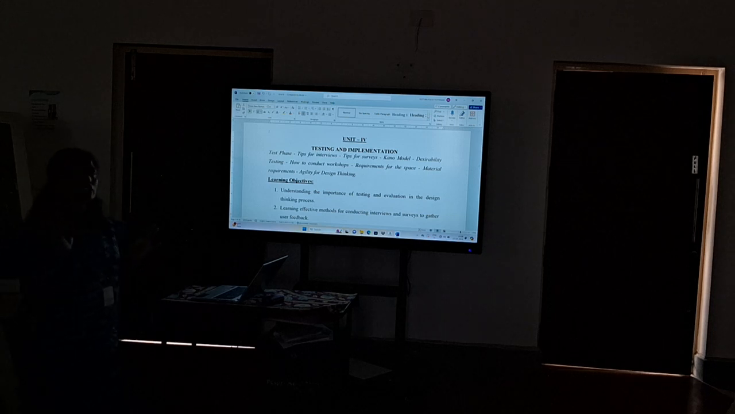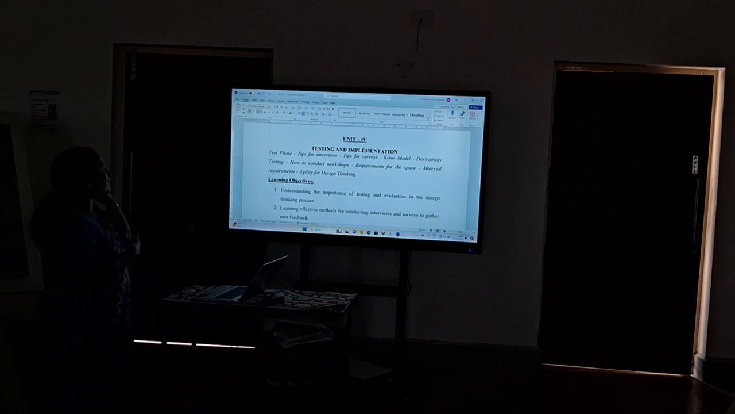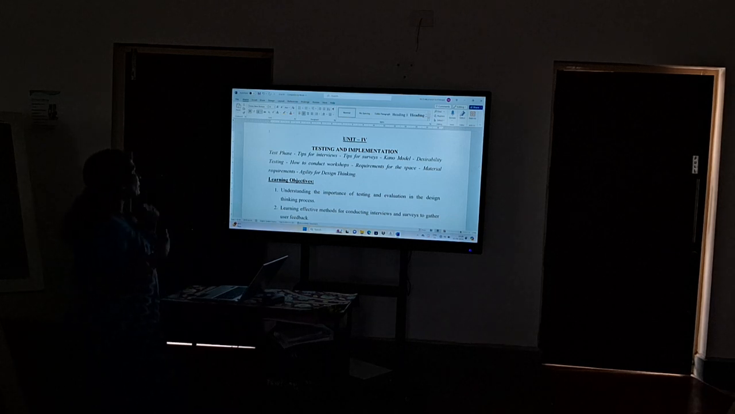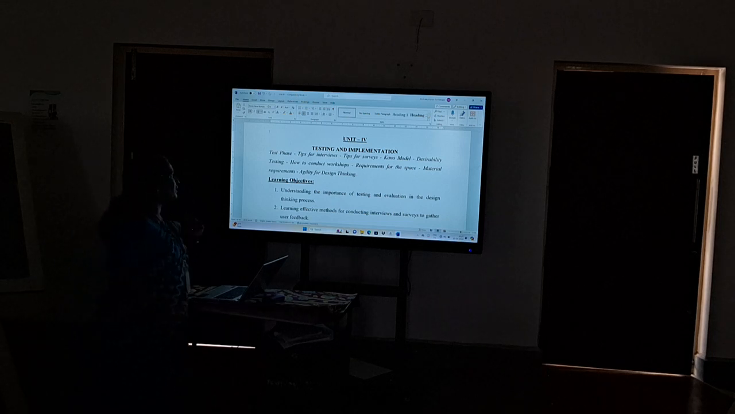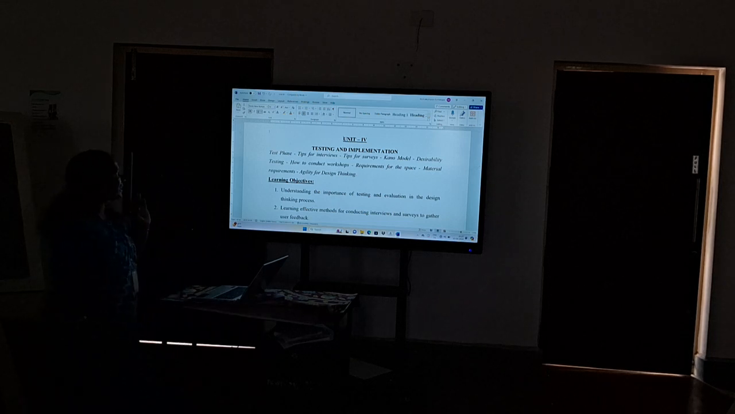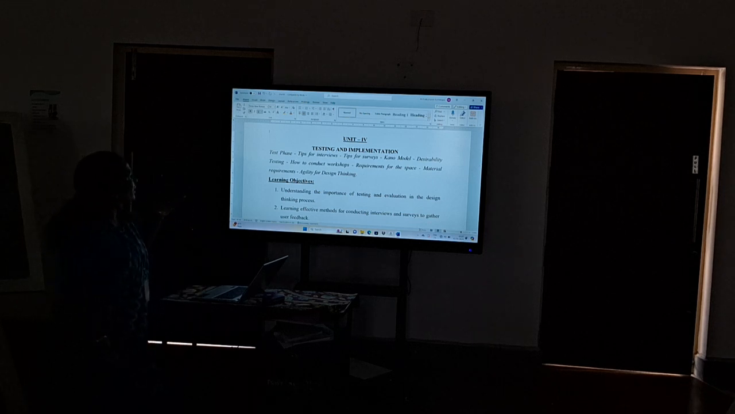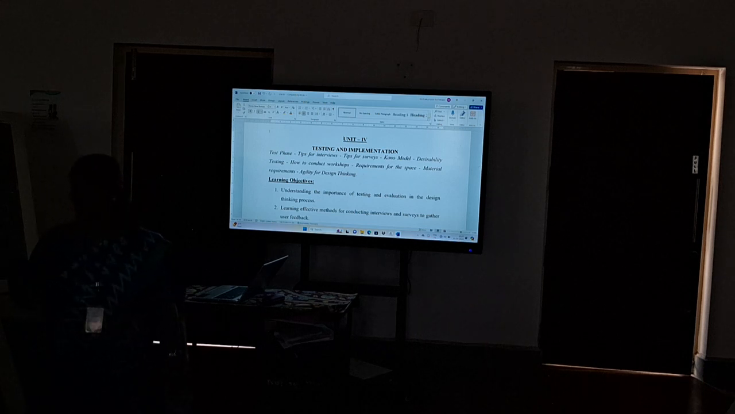So now we are going to learn about the various ways to test our prototype. That is what is going to be done in this unit. In the test phase, we learn about tests for interviews, tests for surveys, the Kano model, desirability testing, how to conduct a workshop, requirement for the space, material requirement, and agility for design thinking. Up to here, it is all about the testing part.